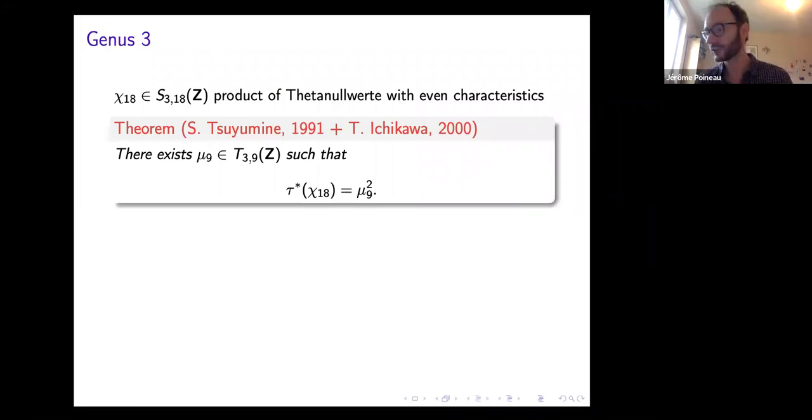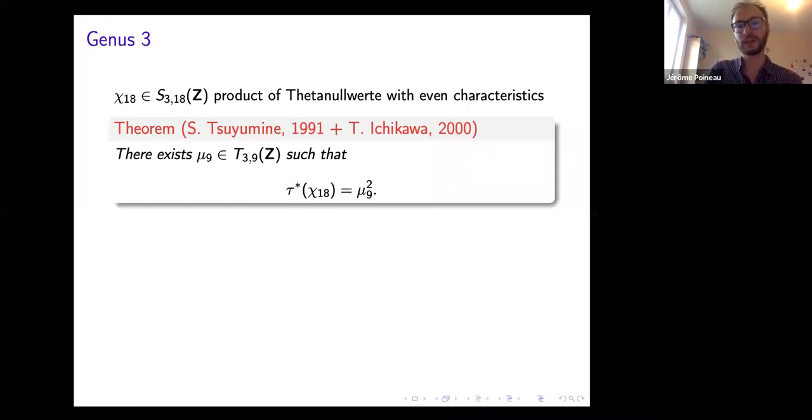And here you already see something interesting about those Teichmüller modular forms, because when you pull back this Siegel modular form chi 18 to the Teichmüller modular form, it becomes a square. So it's a result due to Tsuyumine in the complex case and Ichikawa over Z. And this also has a nice application. It already tells you basically that this chi 18 is a square when you restrict to the Jacobian locus inside the moduli space of abelian varieties.